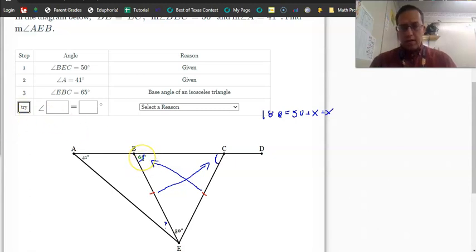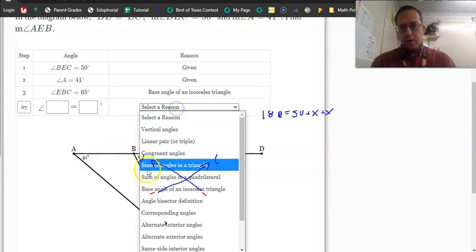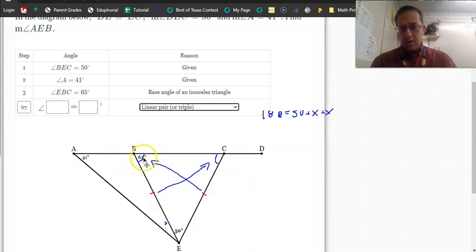So now that I know that that's 65, I can figure out this one right here. And then I'll have two angles in this triangle, right? Actually, you know what? Yeah, we'll do it that way. So if that one's 65, all I have to do is subtract this, because I've got a linear pair there, right? So I've got a linear pair.